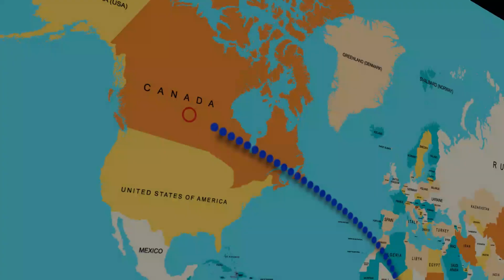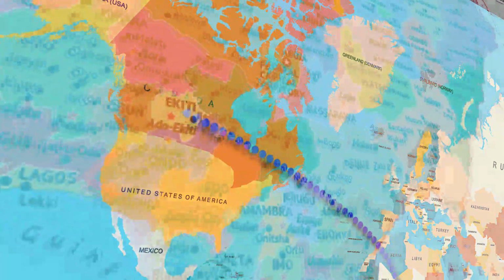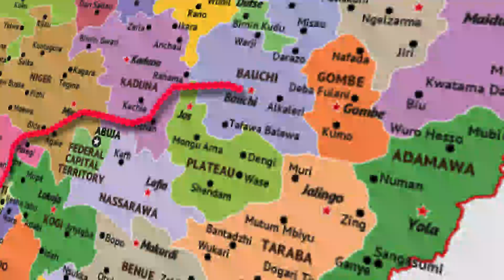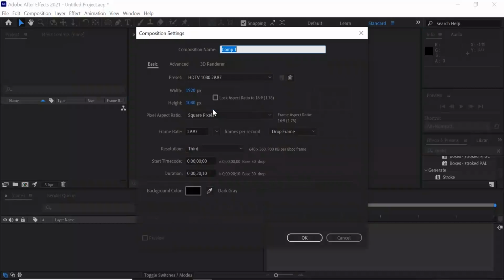Yes, today I'm going to be teaching about how to make travel maps from one destination to another destination. Let's start with first creating a new composition. I'm going to name this main comp. Press OK.